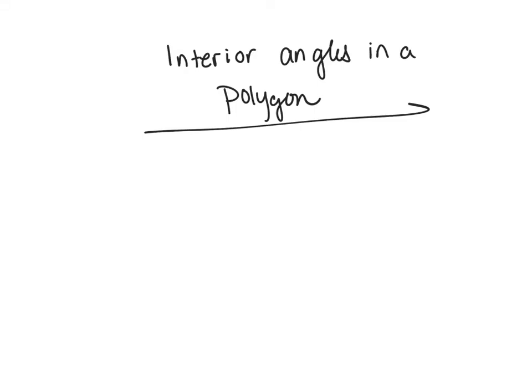In this video, we're going to take a look at interior angles in a polygon. Now, we already know from a previous video that the sum of the interior angles in a polygon can be given by the formula (n minus 2) times 180, where n is equal to the number of sides in the polygon.